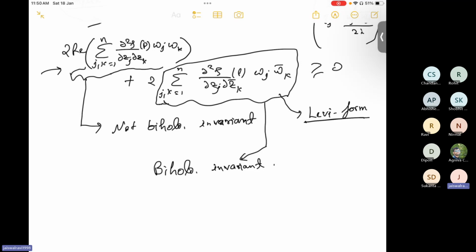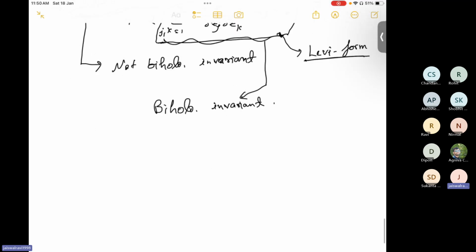We want some notion of convexity or pseudo-convexity which is biholomorphic invariant. So this expression will do the job. Okay, so I will just give a sketch of why this box is biholomorphic invariant and why this is not biholomorphic invariant.